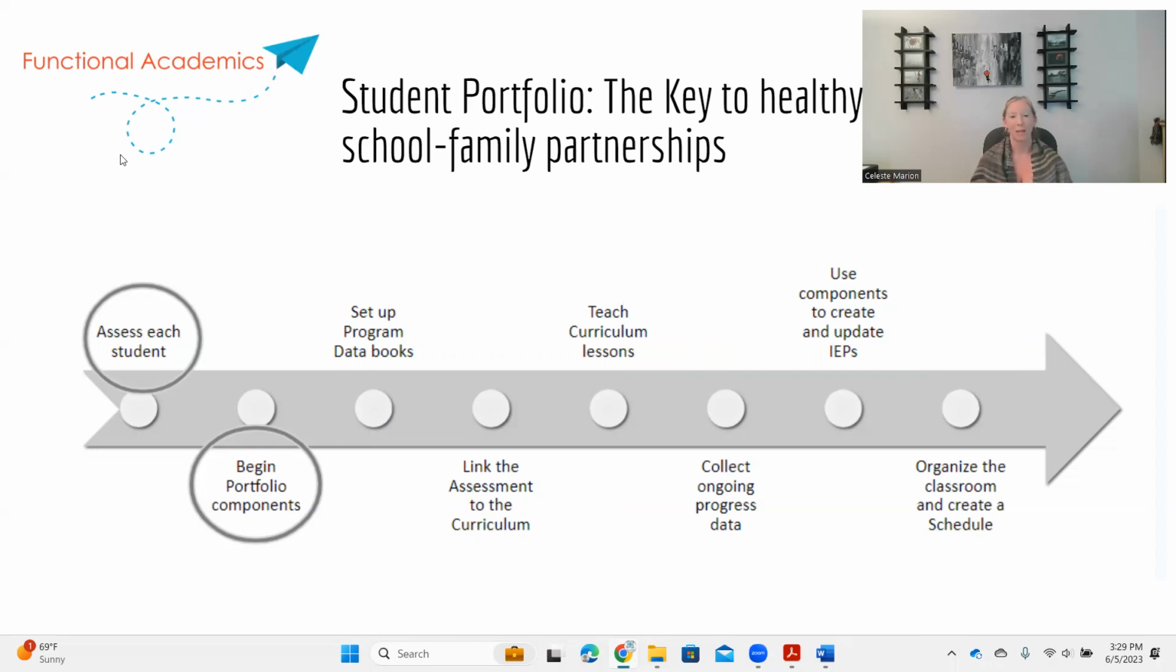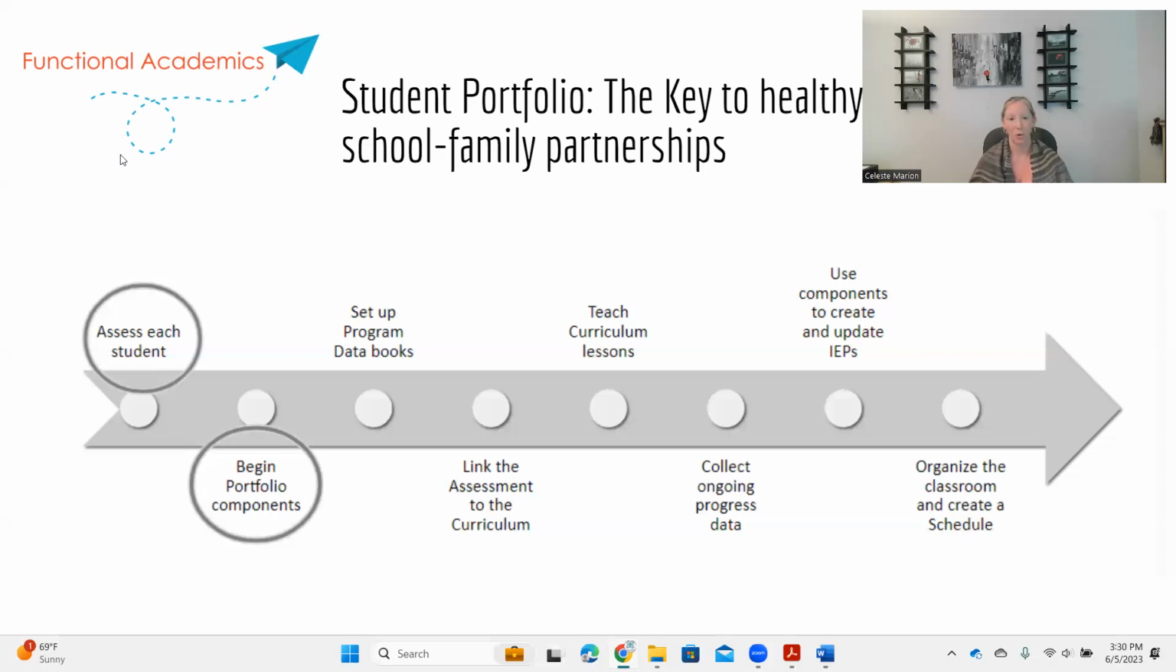The portfolio helps us understand a little bit of a bigger picture of that student, maybe if we're looking at secondary students, where they want to work when they graduate from high school. What does that future look like? What are their leisure skills? What do they enjoy doing? What do they wish they would like to do but haven't had an opportunity to do yet? What would the family like the student to be able to learn that can be crossed over between home and school? Is it cooking? Is it making breakfast for themselves?